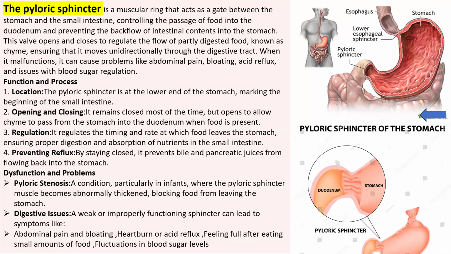If the sphincter muscle is not working properly, then there is pain in your abdomen, stomach pain, bloating, heartburn, or acid reflux also. You feel acidity and heartburn also. Feeling full after eating a small amount of food, you feel that your satiety is completed, your hunger is completed after eating a small amount of food. So these are the digestive issues, and fluctuation in blood sugar level also.